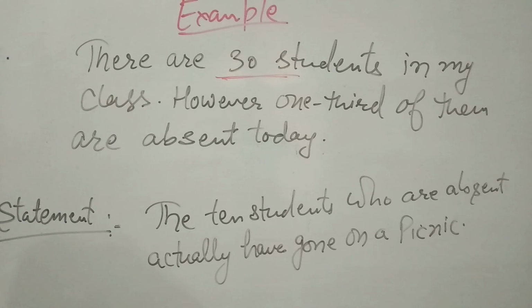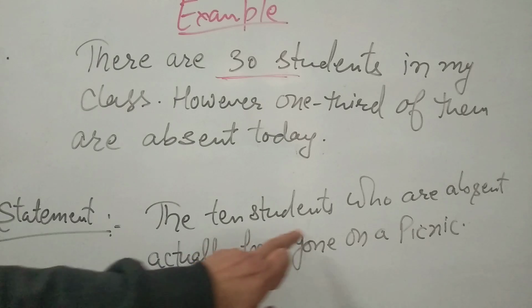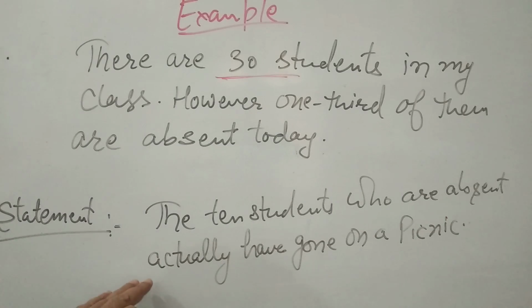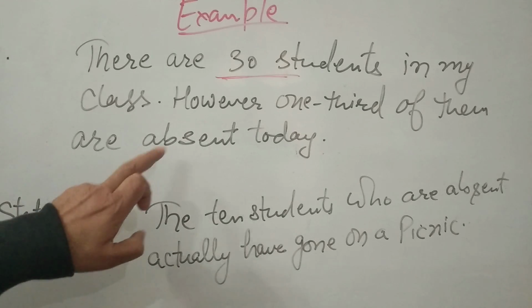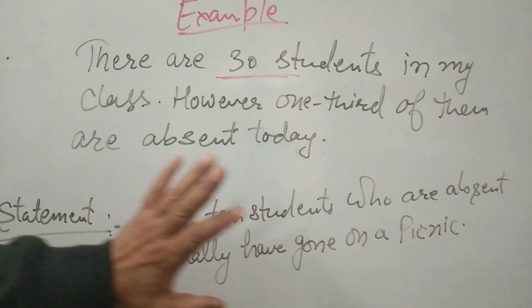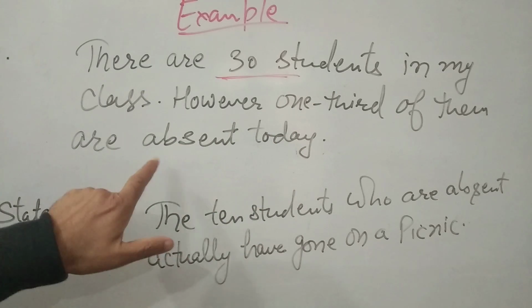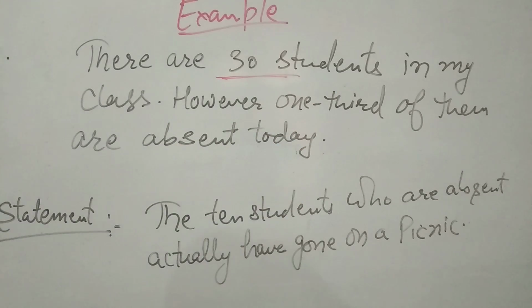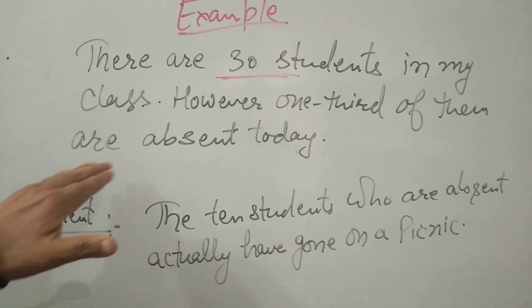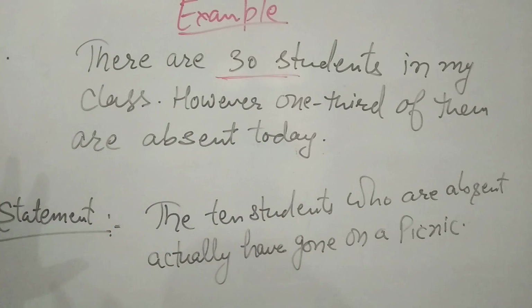Now look at this statement: the 10 students who are absent have actually gone on a picnic. It is true that 10 students are absent, but there is no mention that they have gone on any picnic. There is no picnic word written or where they have gone. There is no such information. So this is our not given.